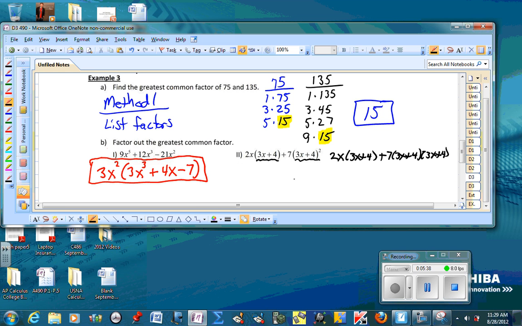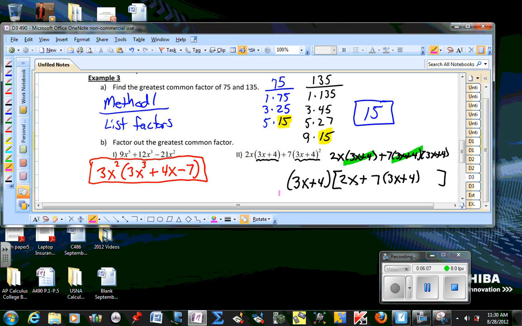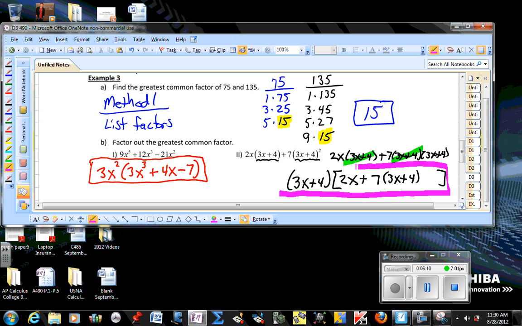Well, let's factor out one factor of 3x plus 4, take this quantity out, and see what we're left with on the inside. We took one factor of 3x plus 4 from the first term, and we took one factor of 3x plus 4 from the second term. So on the inside, it looks like we have 2x in the first term, and 7 times the quantity 3x plus 4 in the second term. There you go. We can simplify this answer if you want to, but the general idea is factoring. We just factored out the greatest common factor.